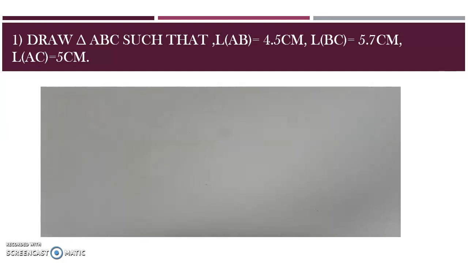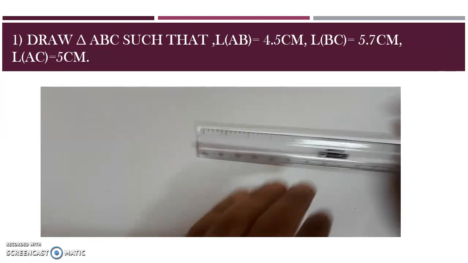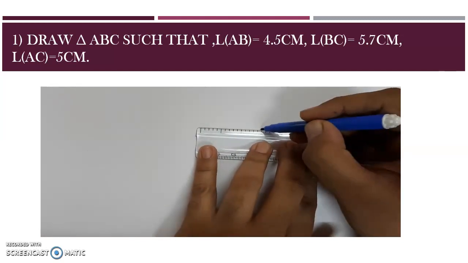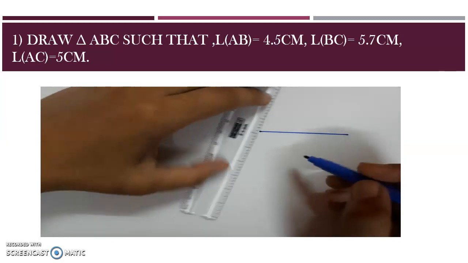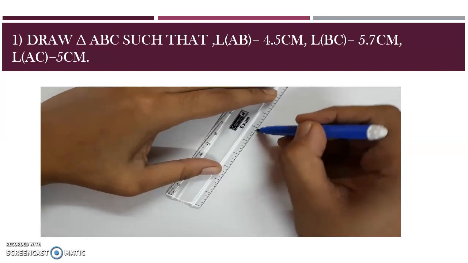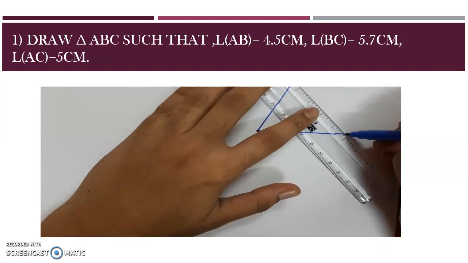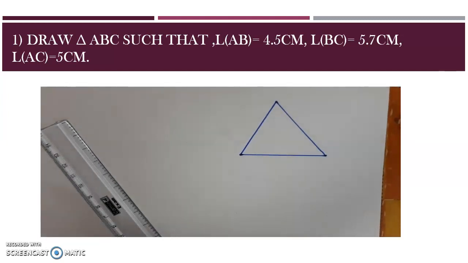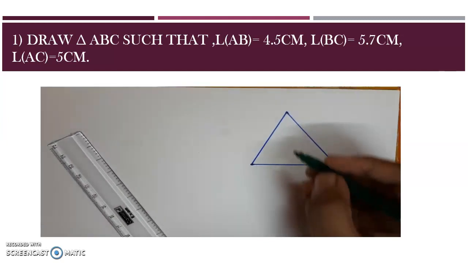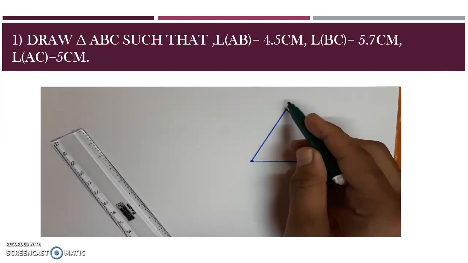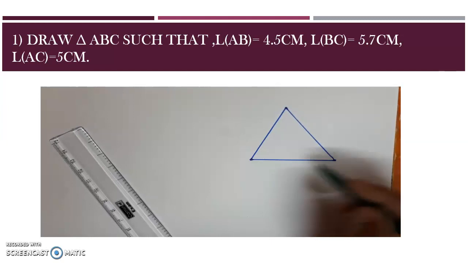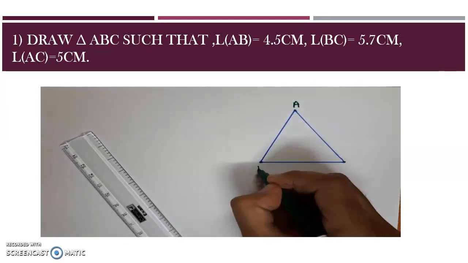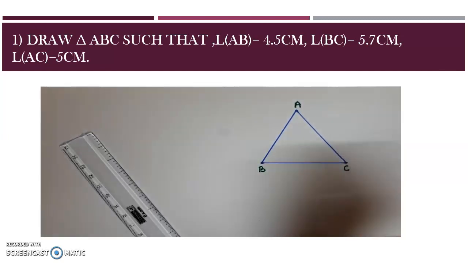So for this, first we will draw our rough figure. Rough figure also you have to draw with the help of scale and pencil only. So we will draw roughly one triangle of any shape. Now we will give the name. Name is given ABC, so you can start from any vertex, ABC or ABC in any way. I am writing here A, B, C.